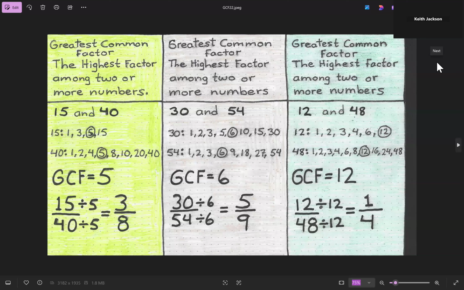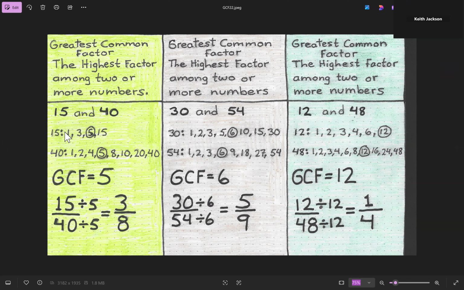In this video, we're going to find the greatest common factor among two or more numbers, and we have three big examples to show you how we can do that, and also to show you how the greatest common factor can be useful in other forms of math. And so let's start with finding the greatest common factor between 15 and 40.